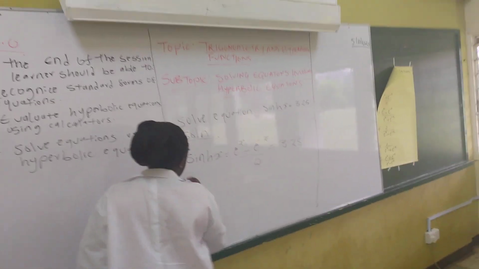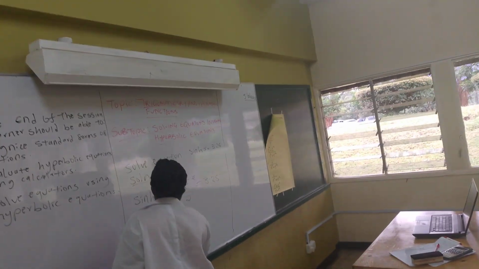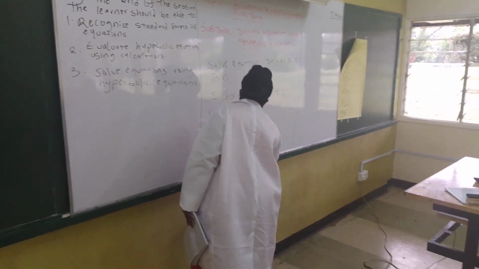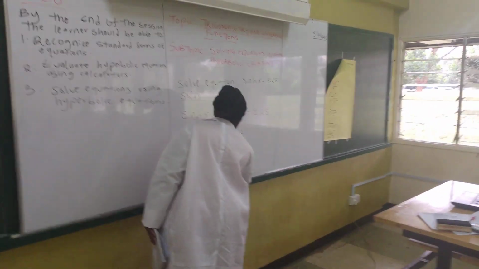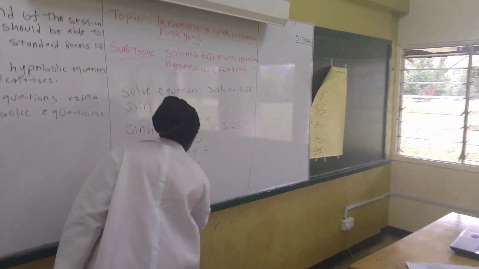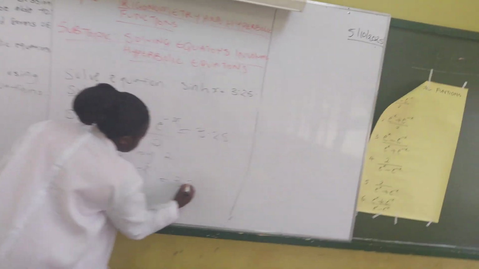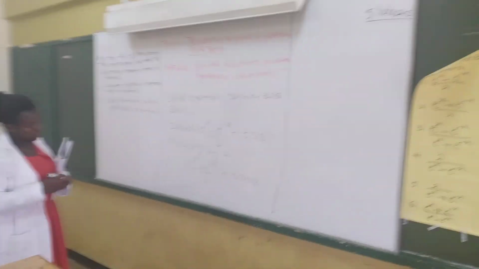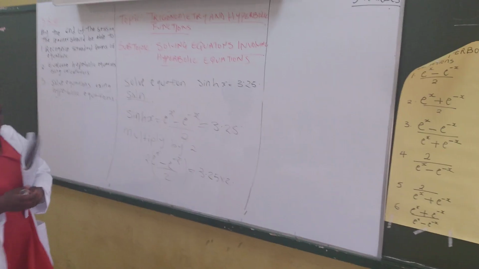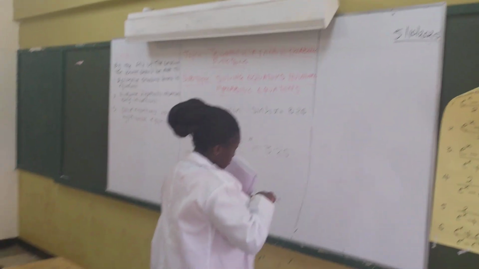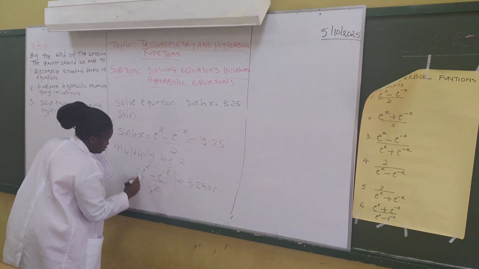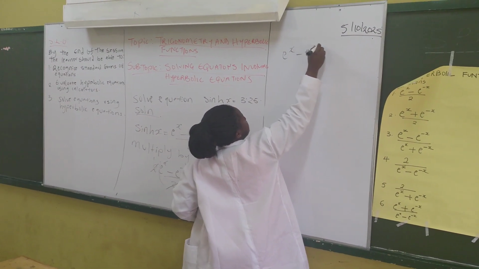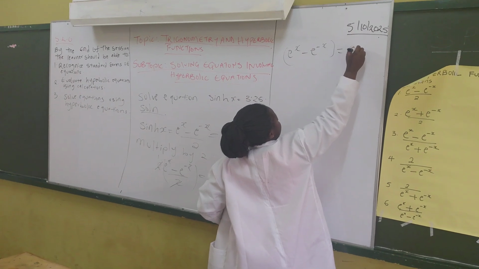So exponential of x minus exponential of negative x over 2 is equal to 3.25 times 2. What do you get, class? 6.50. You get 6.50, correct? So here, 2 goes with 2, that is 1. So exponential of x minus exponential of negative x is equal to 6.5.